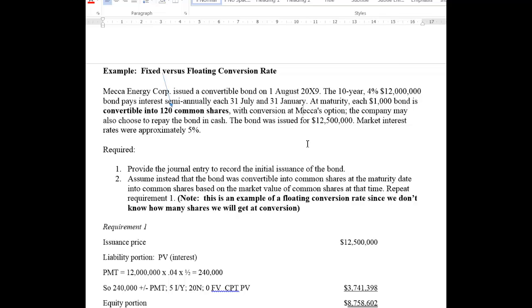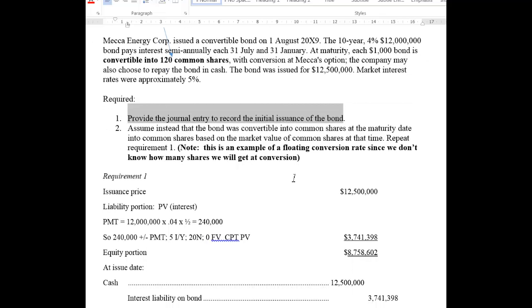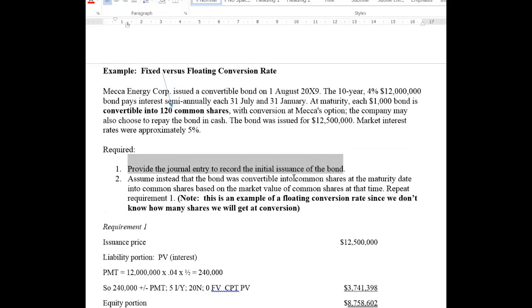Now, conversion is at Mecca's option, right? That's the issuer of the bond. Now, the company may choose to repay the bond in cash, but again, don't forget it's mandatory conversion. They can't be forced. So the bond was issued for $12.5 million and the market rate was 5%. So if we're going to record the initial issuance of the bond, the first thing we need to do is we need to calculate the bond's present value.